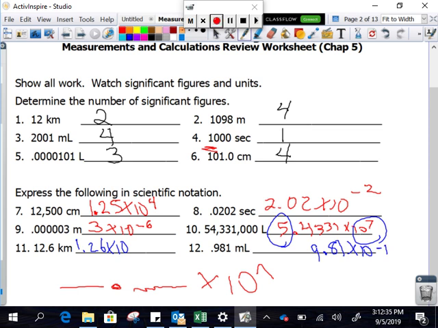9.81 times 10 to the minus 1. 1.26 times 10 to the... You could put to the first, couldn't you? Or you could just leave it as times 10, because 10 to the first is 10.